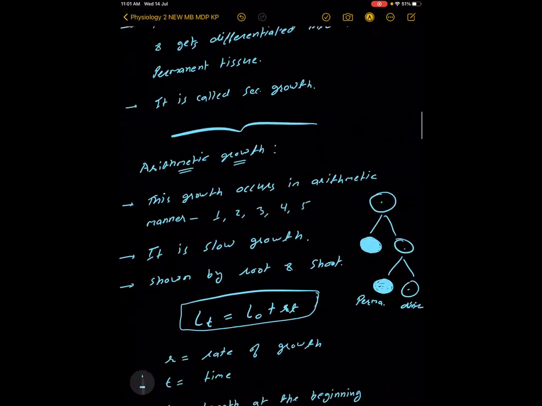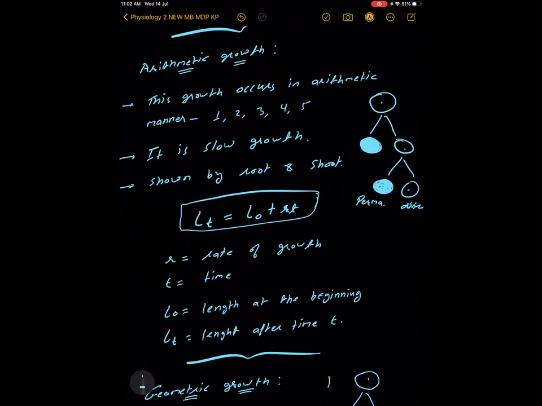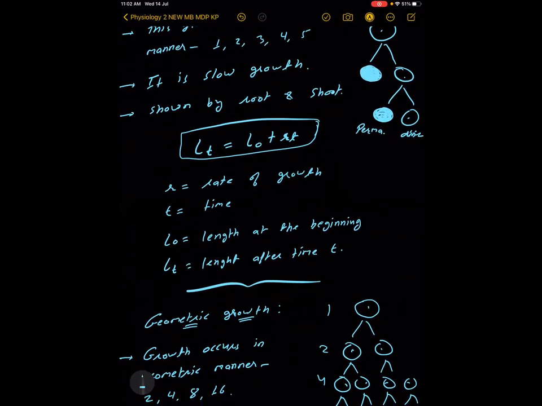Next is arithmetic. Arithmetic means the number grows in an arithmetic manner: 1, 2, 3, 4, 5. That is important. It is slower. Root and shoot show this arithmetic growth. Lt is equal to L0 plus rt.